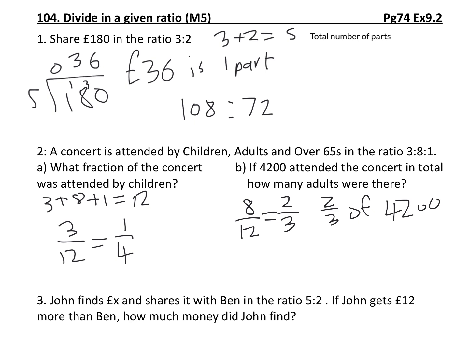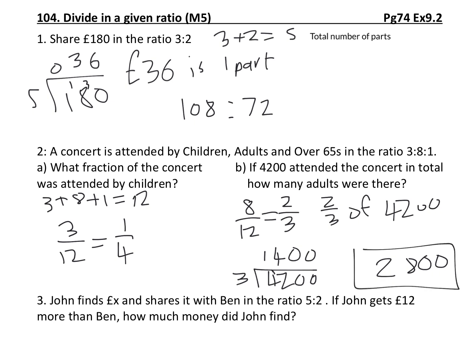We need to divide 4,200 by 3. And that gives you 1 left over. And that gives you 400. So 1/3 is 1,400. Now adults is 2/3, so that would be 2,800. That's how many adults there were.